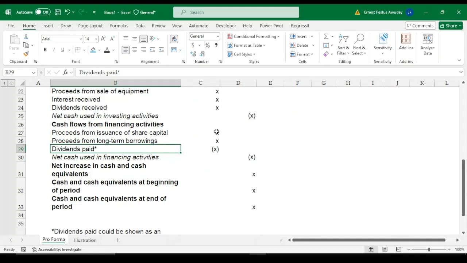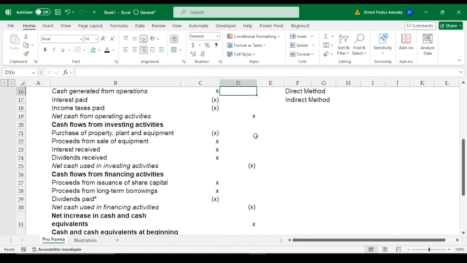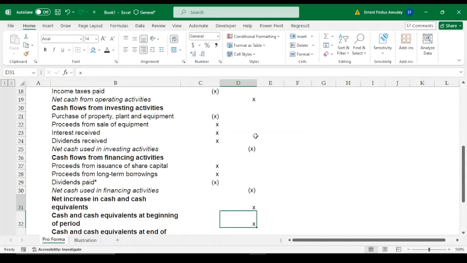So when you add everything together, because it's a payment, it's also an outflow of cash. So when you put everything together, you should get your net cash used in financing activities. Then you are going to put your net cash from operating activities, net cash from investing activities, and net cash used in financing activities together. And that is going to give you the net increase or decrease in cash and cash equivalents.